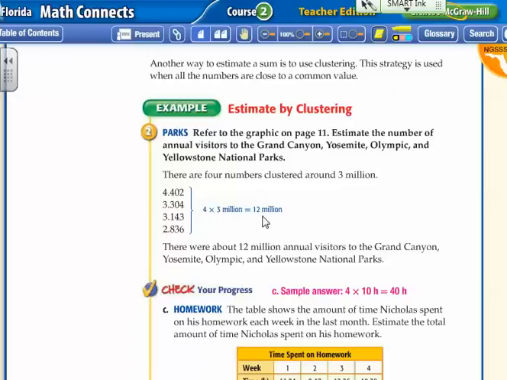So 4 times 3 means we estimate 12 million was the attendance last year for these 4 national parks. Clustering only works when you have a group of numbers that are roughly about the same, and whatever they're close to, kind of like an average, but we're even rounding that. These are all close to 3 million, so 4 times 3 gives us the 12. You don't see clustering a whole lot. We usually just round each number and then add, subtract, multiply, or divide. That's how it's done most of the time.